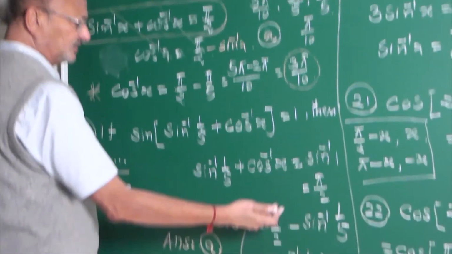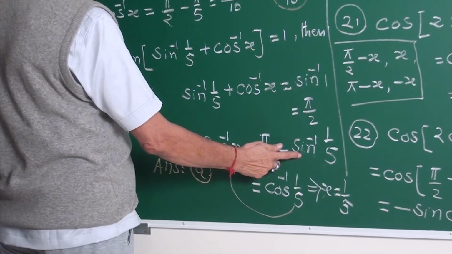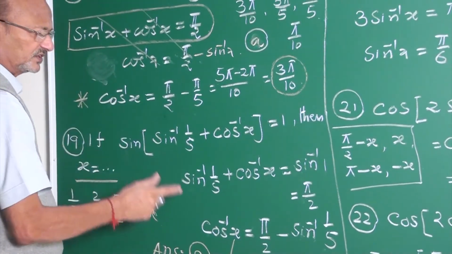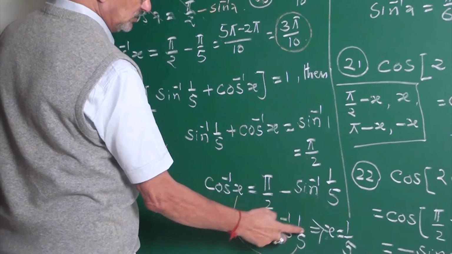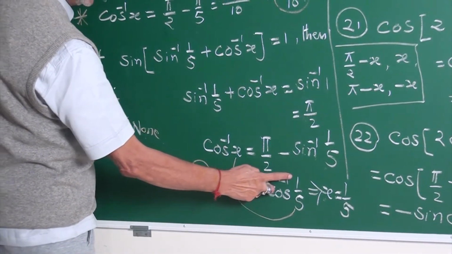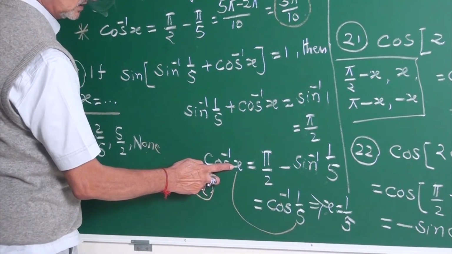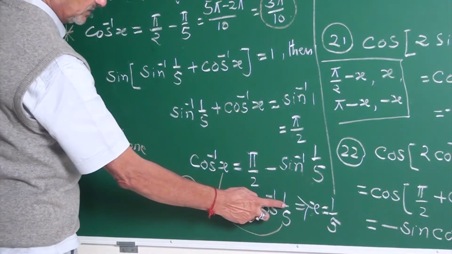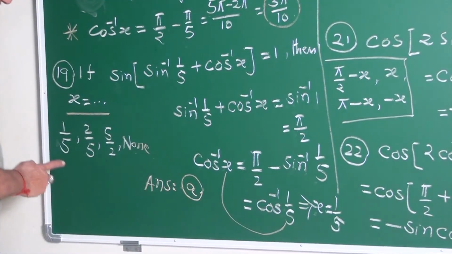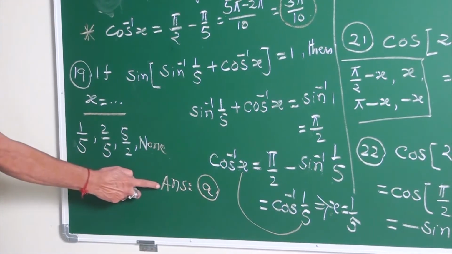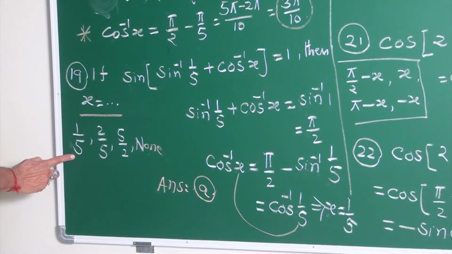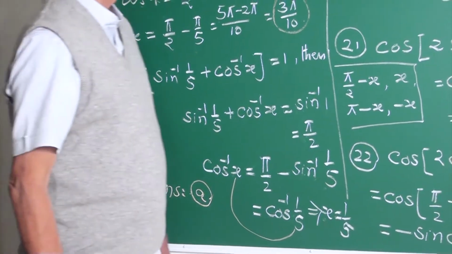Shifting again, pi by 2 minus sine inverse is cos inverse x. So it is cos inverse 1 by 5. So you have cos inverse x equal to cos inverse 1 by 5. Then the number in LHS equal to number in RHS. So x equal to 1 by 5. That is option A. Therefore, my friends, the answer is option A. Next example.